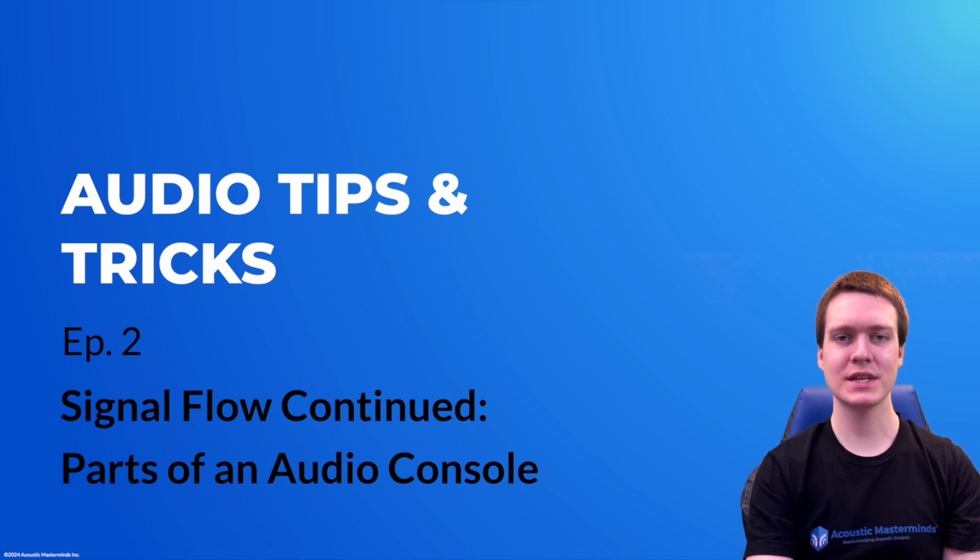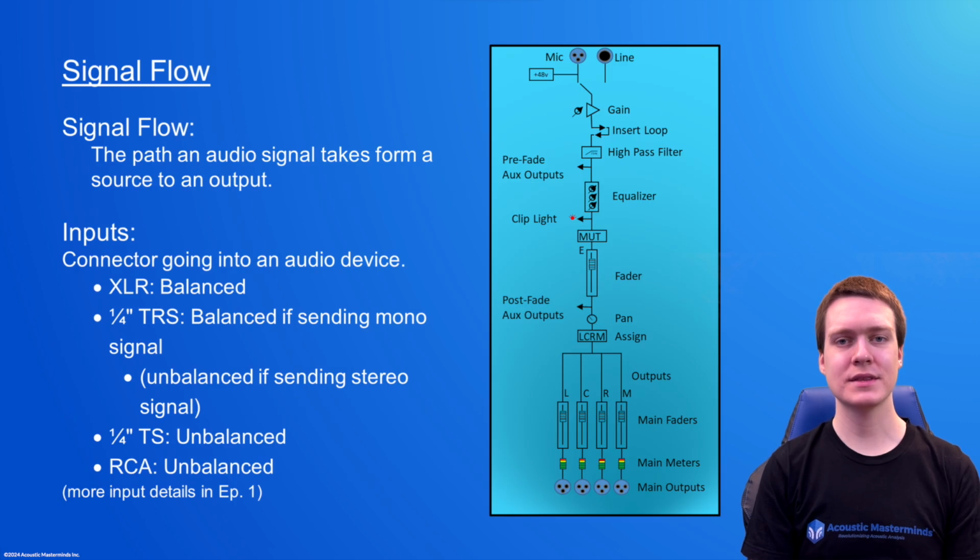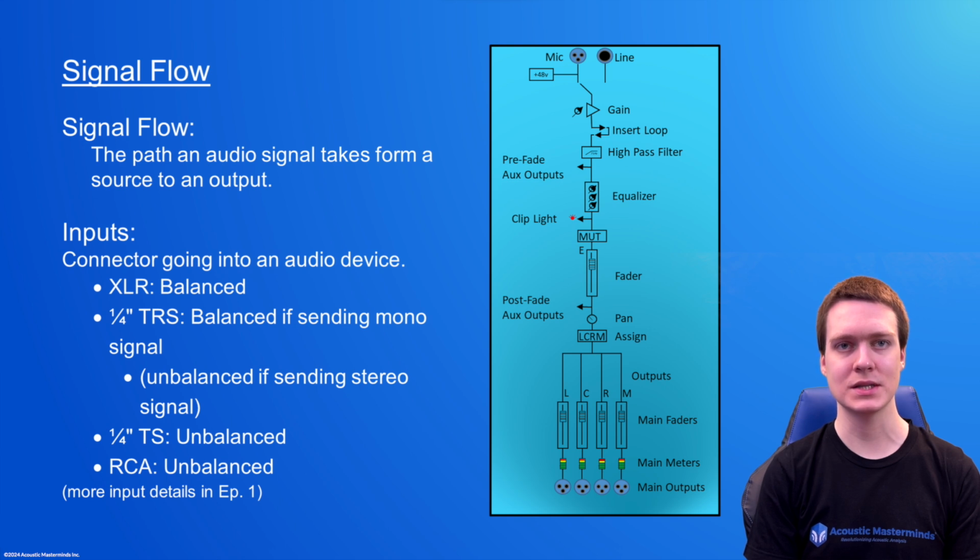In this episode, let's take a look at signal flow and parts of an audio console. Signal flow is the path a signal takes from the source to an output. For inputs, we have connectors going into an audio device, such as an XLR, a balanced cable, quarter-inch TRS, balanced, carrying a mono signal, unbalanced, carrying a stereo signal, the quarter-inch TS, unbalanced, as well as RCA, which is unbalanced as well. More details on these can be found in the previous episode.